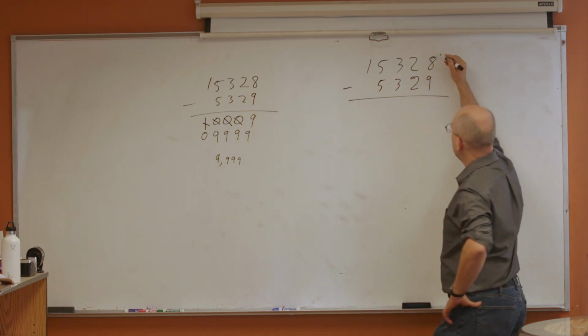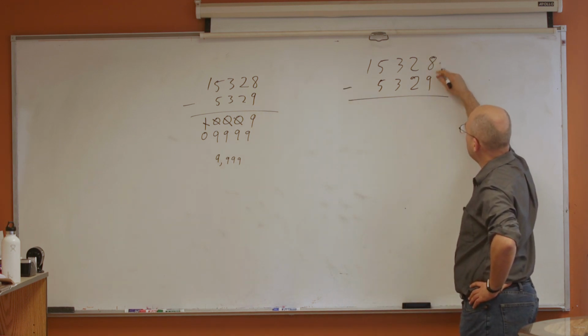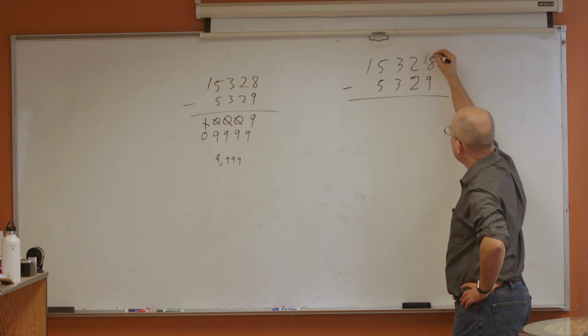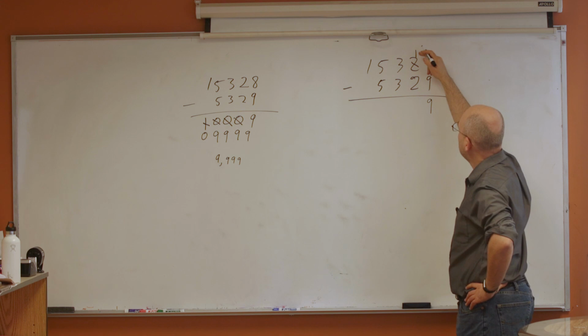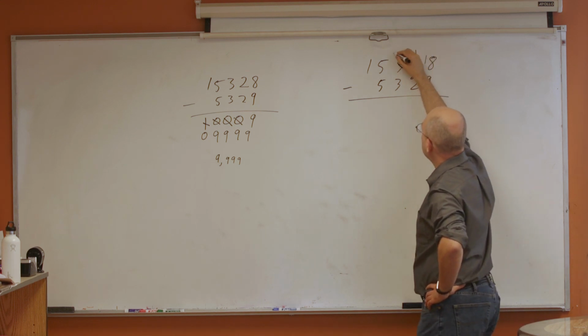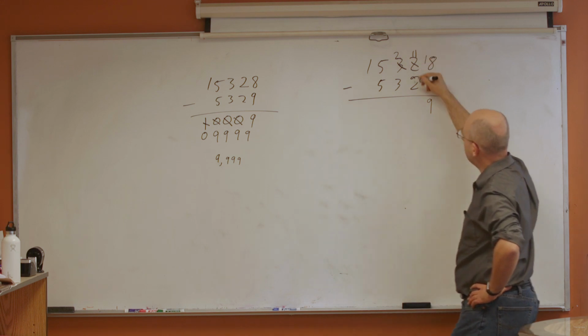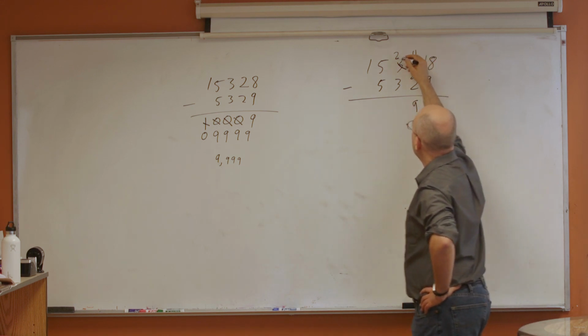All right, standard way says 8 minus 9, oh, that's a problem. I want to make this into 18, make this into 1. 18 minus 9 is 9. 1 minus 2, oh, that's a problem. I make the 3 a 2, that becomes 11. 11 minus 2 becomes a 9.